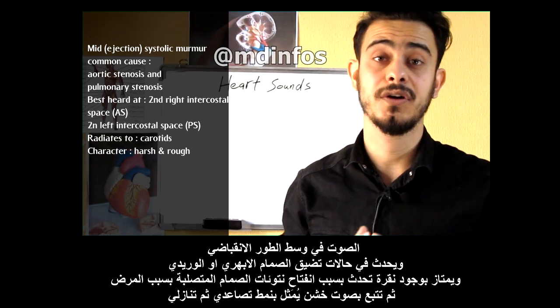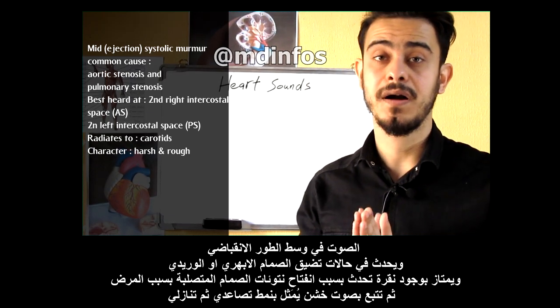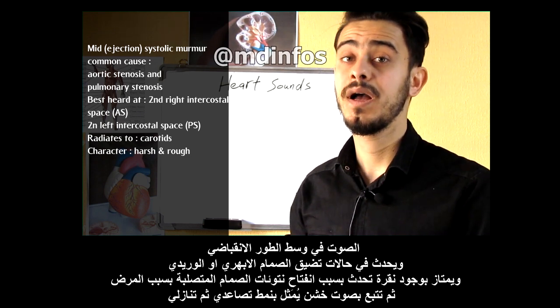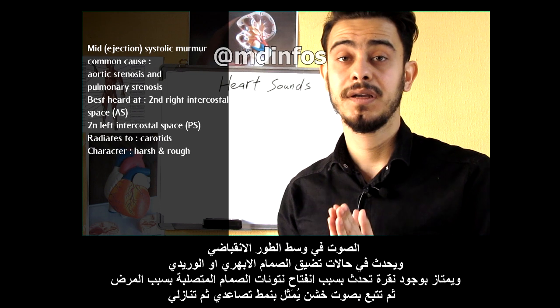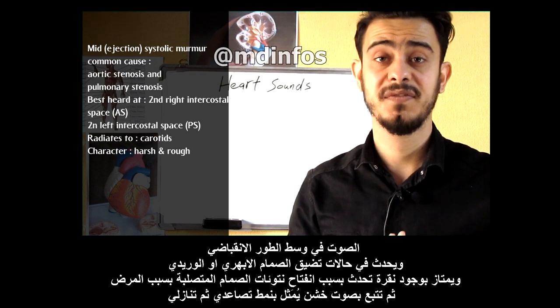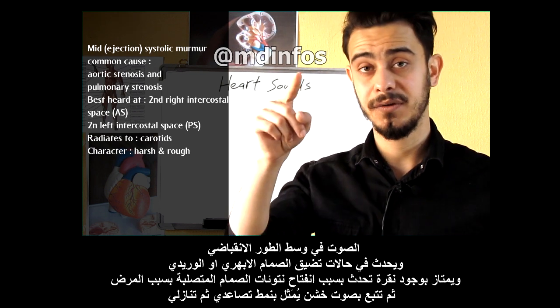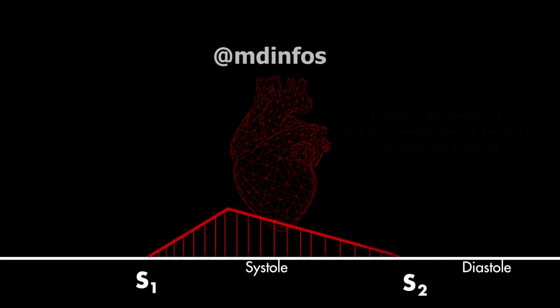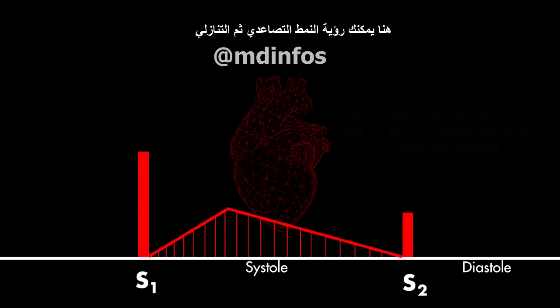It can radiate to the carotids. It is characterized by a harsh, rough sound. There is an ejection click that is due to the opening of the rigid cusps of the aortic valve, and then it's followed by a diamond-shaped crescendo-decrescendo murmur. Here you can see the crescendo-decrescendo pattern.